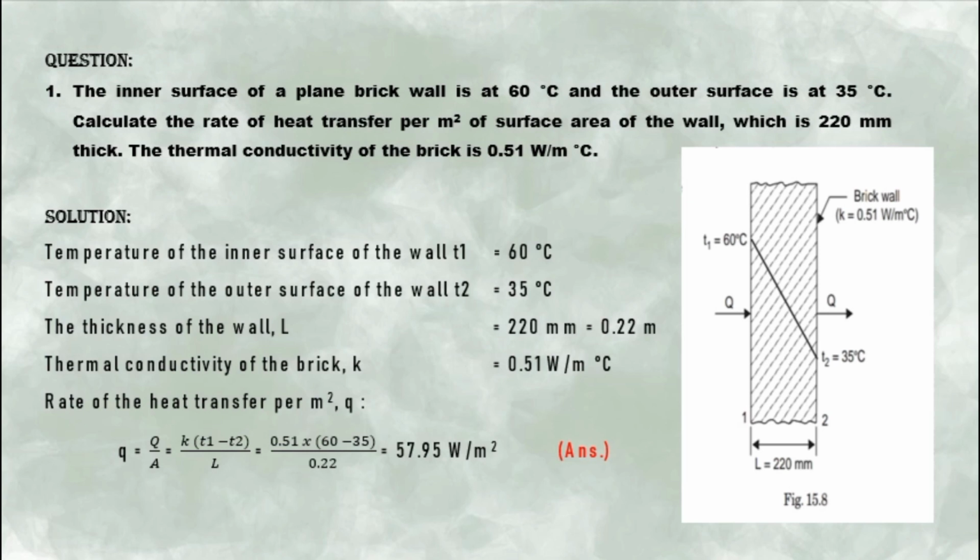For the rate of heat transfer per square meter, we have a formula: heat over area equals the thermal conductivity of the brick multiplied by the initial temperature minus the final temperature, over the thickness of the wall, or 0.51 multiplied by 60 minus 35 over 0.22. We have an answer of 57.95 watts per square meter.